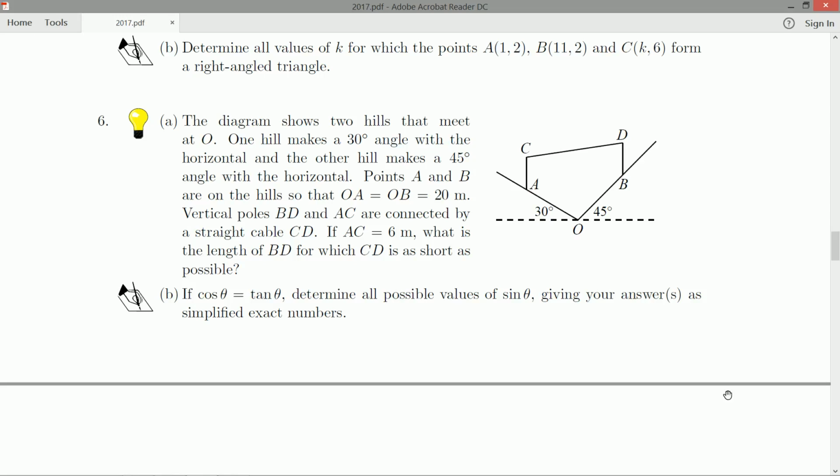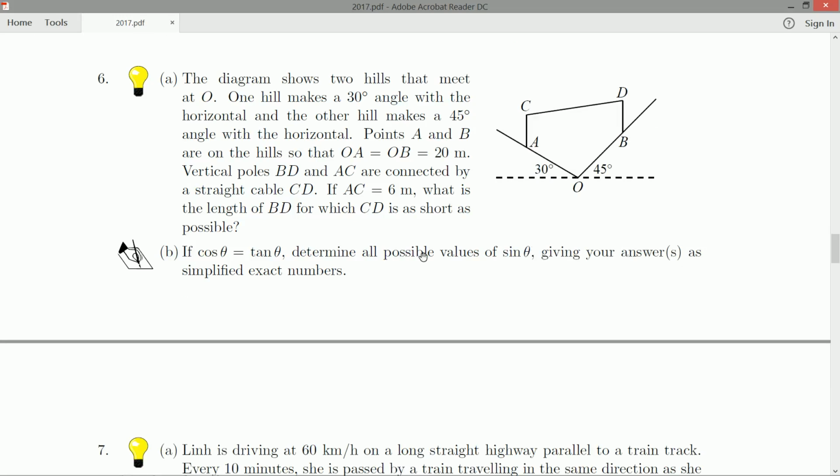All right, so that's part A done with. Now part B. If cos theta equals tan theta, determine all possible values of sine theta, giving your answers as simplified exact numbers. So no rounding, nothing like that.